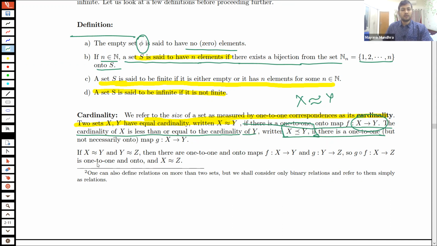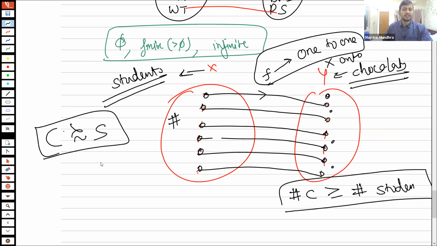Now, so this is cardinality. You define cardinality as some sort of preference rating on sets. So you give this rating if the set C is larger than or equal to set S. You give this rating if both the sets are of similar size. That is, you can construct a one-to-one and onto map.